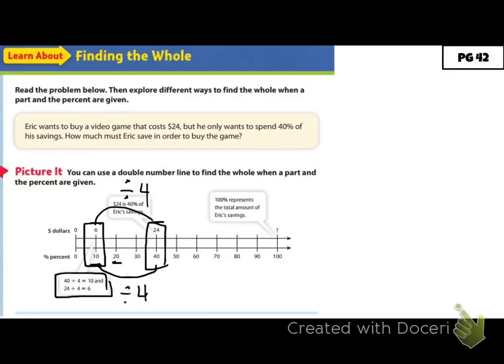So on 20, that's 10 more percent than 10. So for $6, it's going to go up another $6, which is 12. To 30, another 6, which is 18. So on and so forth until you get to 100%.